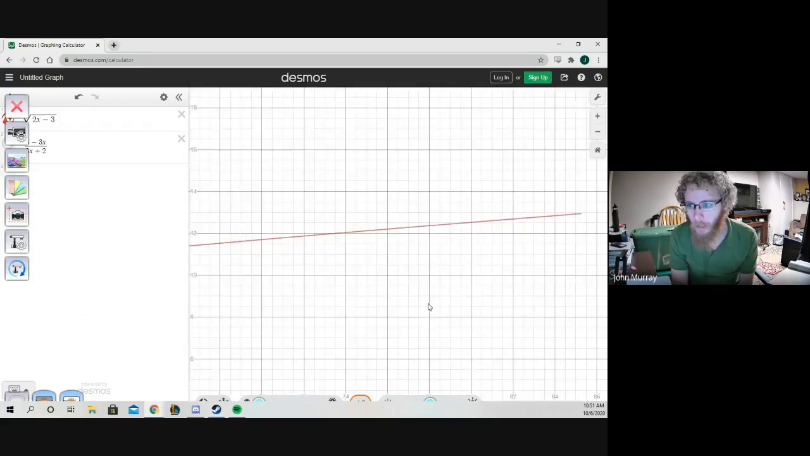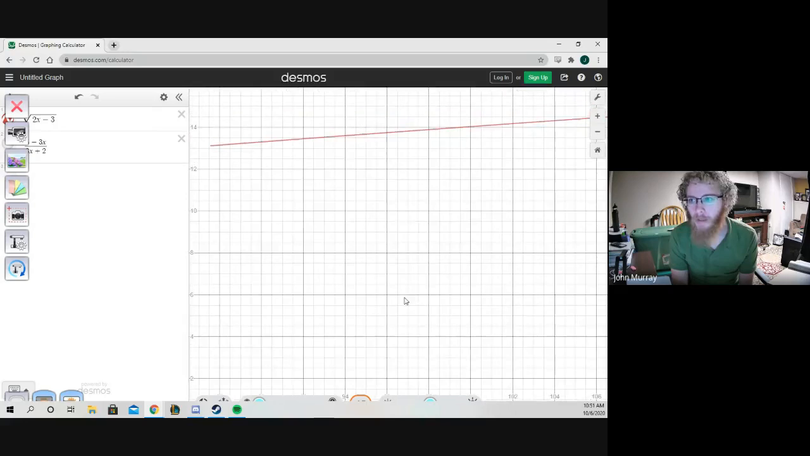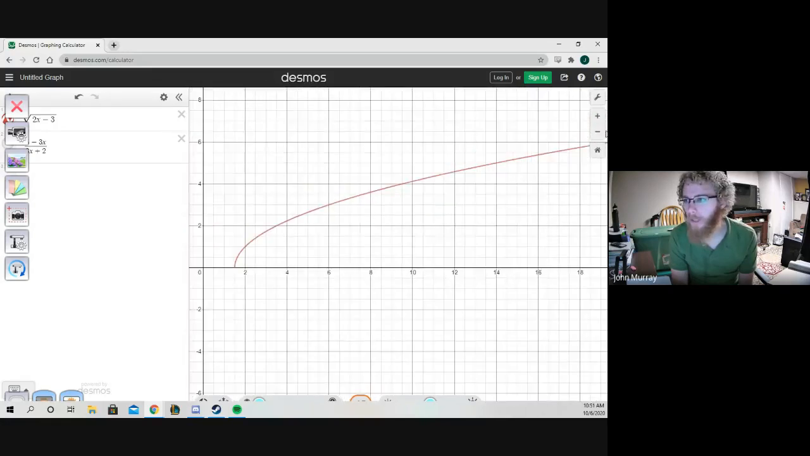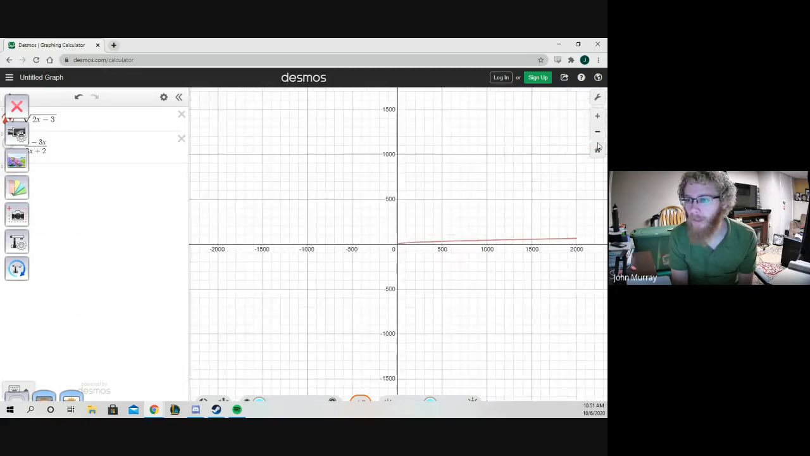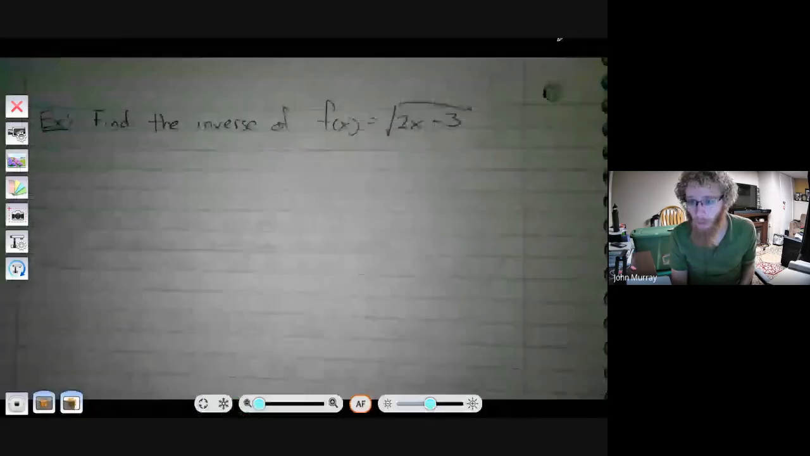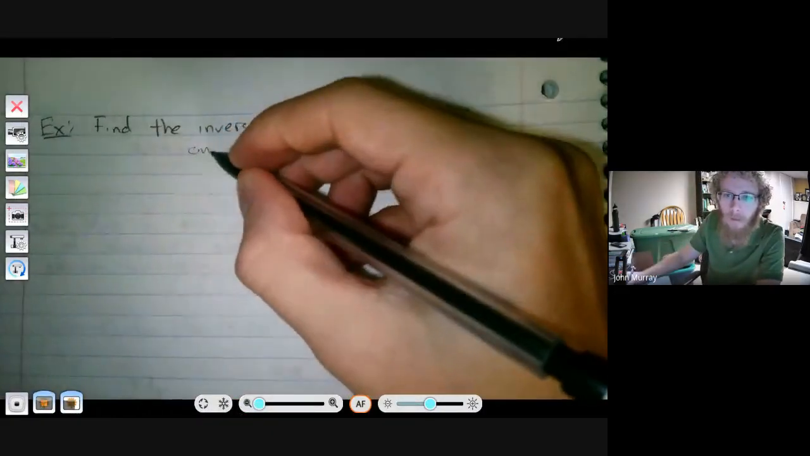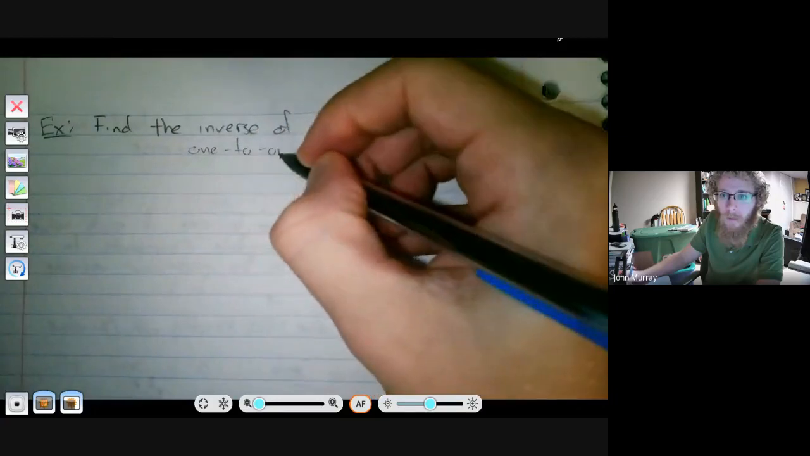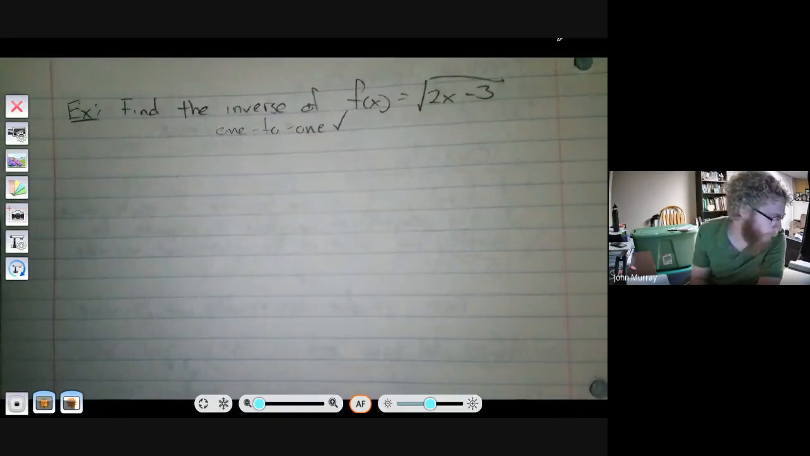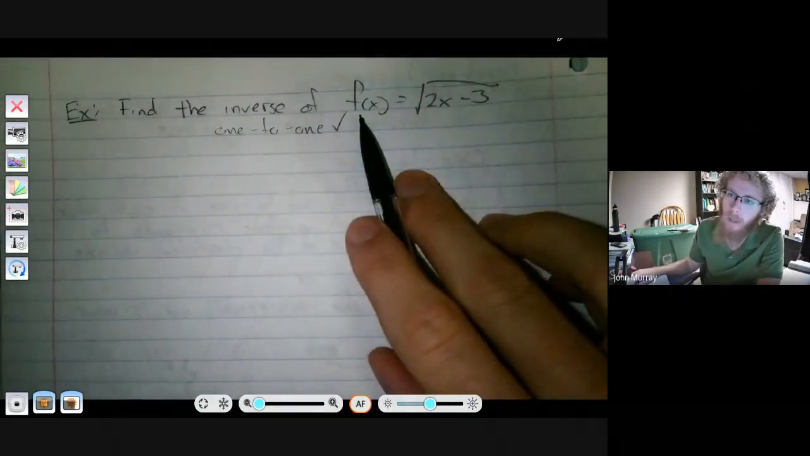I can keep going this way, right? And every y value only has one x value assigned to it. Let me go all the way back. Okay, you can see it goes on forever that way. All right, so that's good. We're 1 to 1, so that's a check. So our first criteria is satisfied. Then we're going to go to our second step.